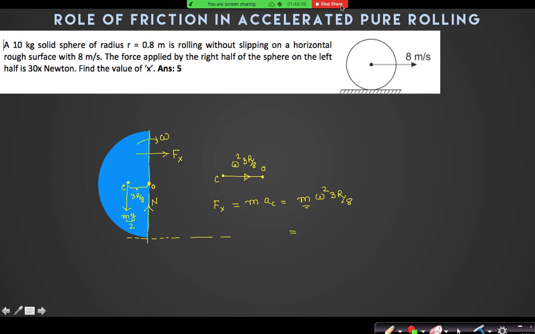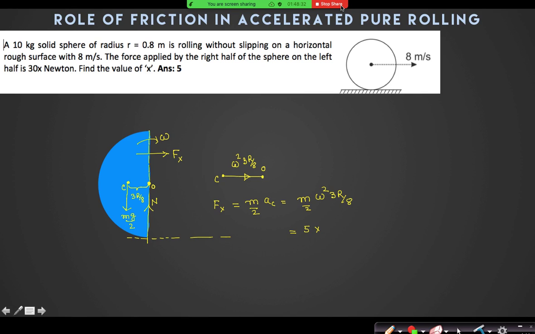M by 2 is 5. R omega is v. Why are we not taking any friction? It is in pure rolling motion, so why would I take any friction? It is non-accelerated pure rolling motion.